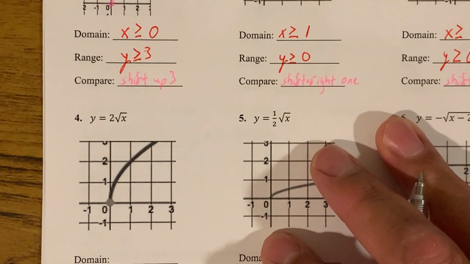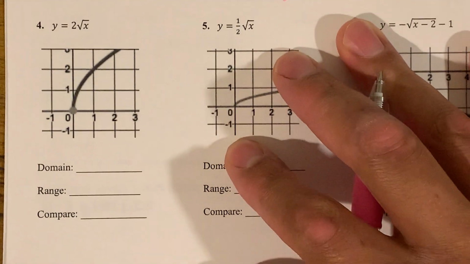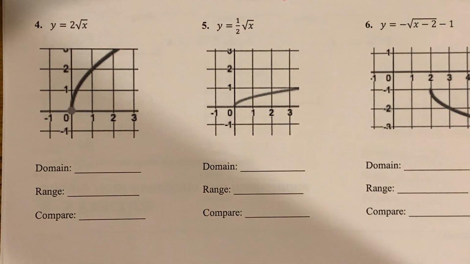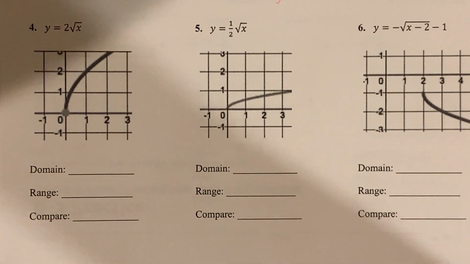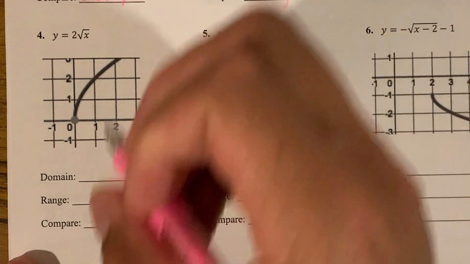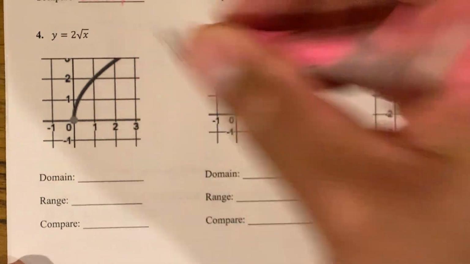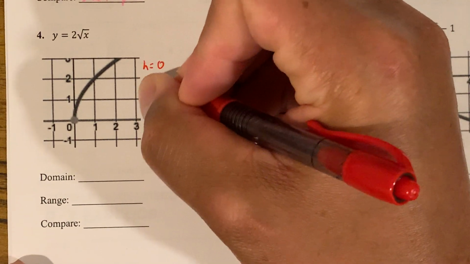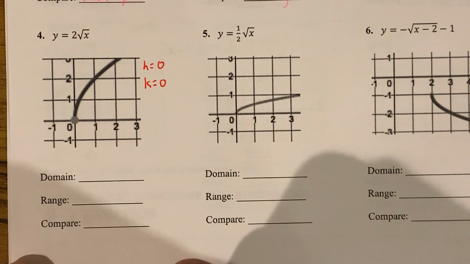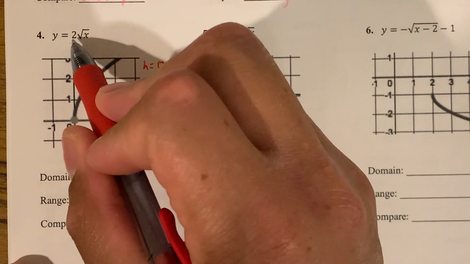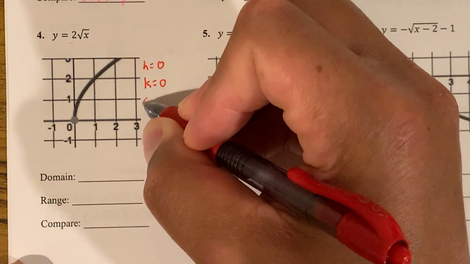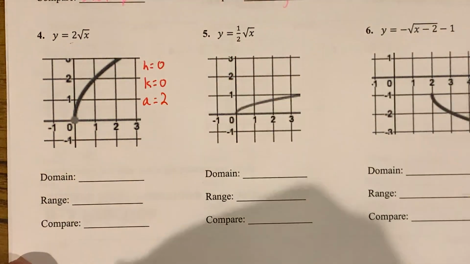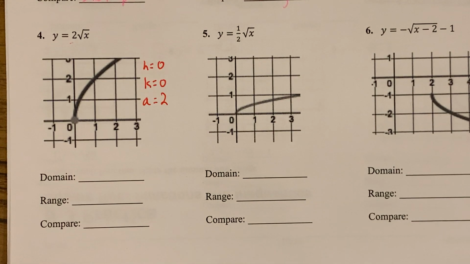Number 4, we have A is the only number that changes, right? We don't have an H and a K showing up. There's nothing else underneath the radical sign. There's nothing else after it. So H is 0 and K is 0. But A is 2, which does some interesting things, okay? We haven't had to keep track of A because it's been 1 every time.